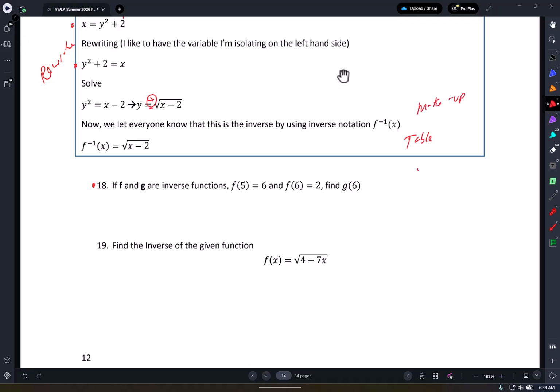So here we go. I'm going to write f of x. And then I'm going to write that g of x is the inverse of f. And I'm just making this up, guys. So if I were to have something like f of 1 equals 2 and f of 2 equals 3.